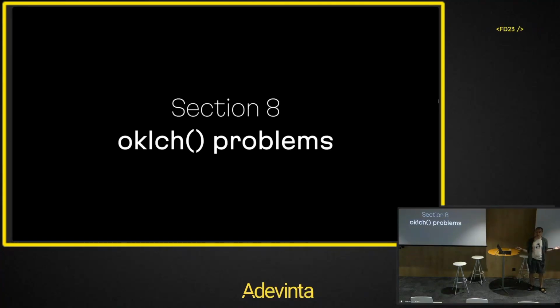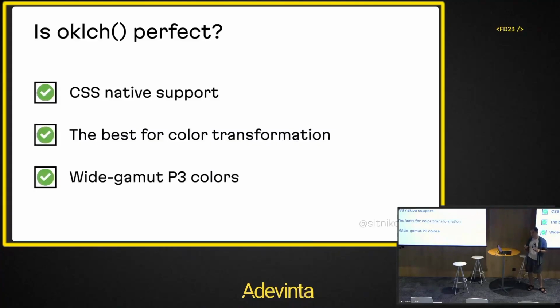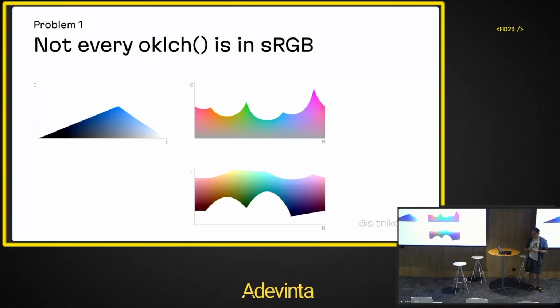Okay, I described a lot of good things about OKLCH. It could render P3, it is good to transform the colors, but does it have problems? Unfortunately, a little. The main problem of OKLCH is that it's not cylindrical. It doesn't create a cylinder or a tube, and this is why not every combination of numbers will lead to colors which could be displayed on our current hardware.